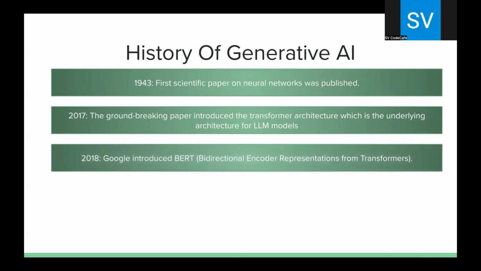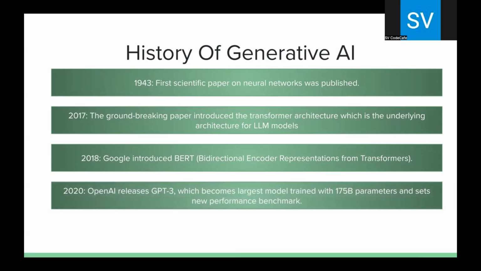In 2018, Google introduced a revolutionary AI model called BERT, which stands for Bidirectional Encoder Representations from Transformers. This was a major milestone in the development of the AI field. BERT is based on the transformer architecture, which was introduced in 2017. But what made BERT special was its ability to understand the context of words in a sentence more effectively than previous models.